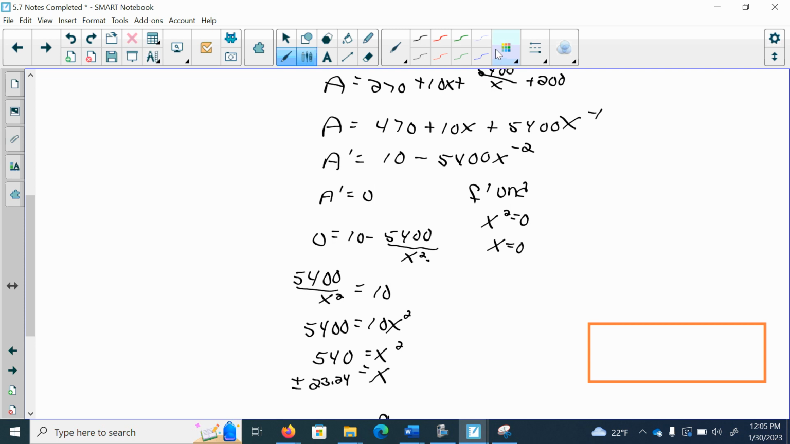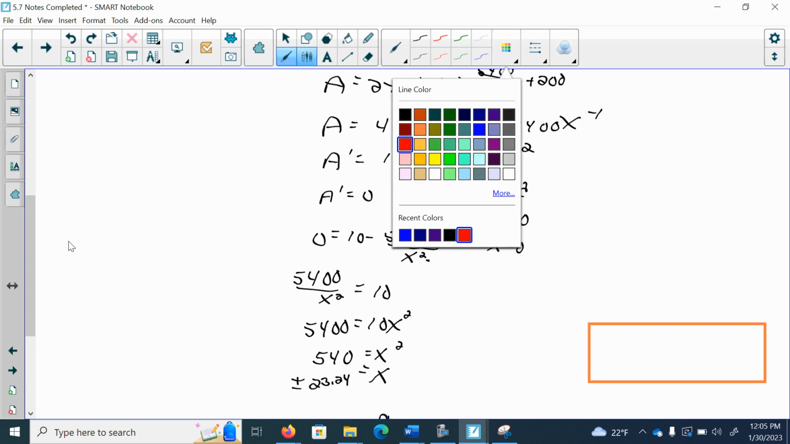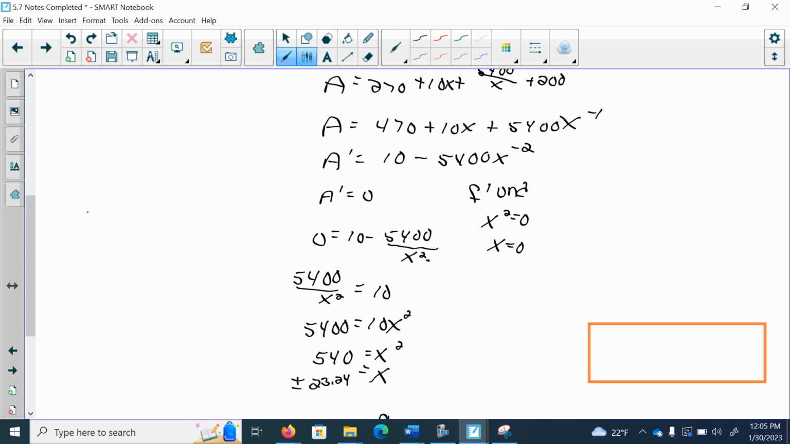I'm going to switch colors to show you what I'm doing. So let's go to red. Going here where my first derivative is, I'm just going to find the second derivative. The derivative of 10 would be 0. Negative 2 times negative, that would be positive. And when I multiply that by 5,400, I'm going to get 10,800x to the negative 3. And I did that so that I can find my second derivative at that 23.24 feet. And I just want to know if it's positive or negative.